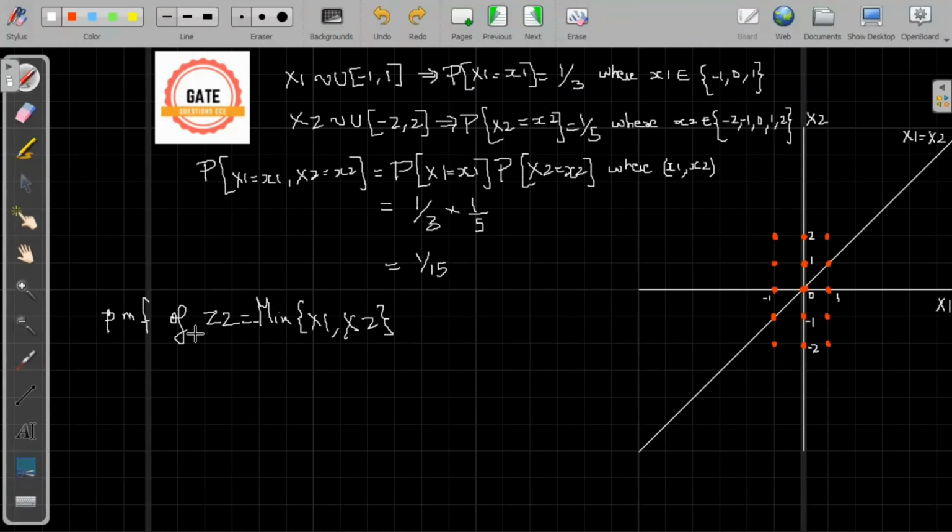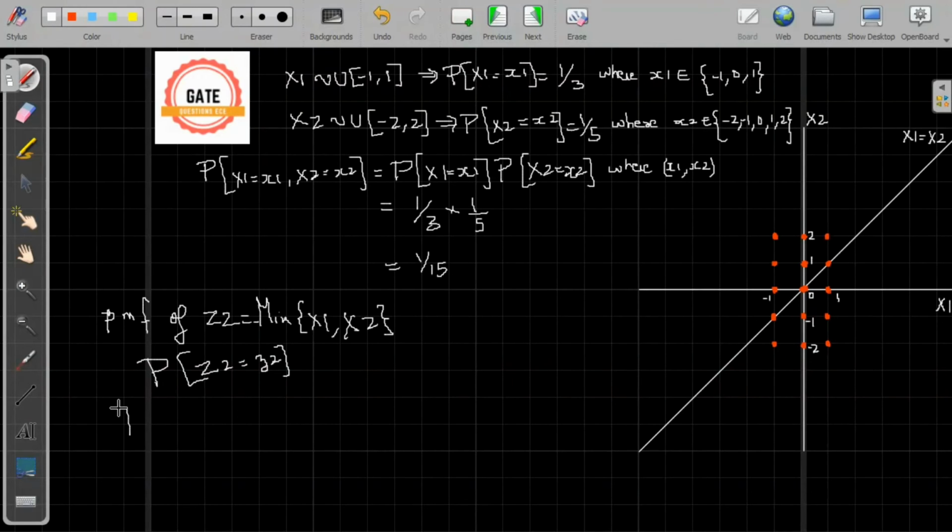So to calculate the PMF of Z2, we need to calculate what will be the probability that capital Z2 is equal to small sample value z2. To calculate this probability, we need to draw different boundaries that are possible in this x1 x2 plane for different values of z2. Those boundaries are the same that we discussed earlier with corner at (z2, z2) for the minimum function. So let's see one such case.